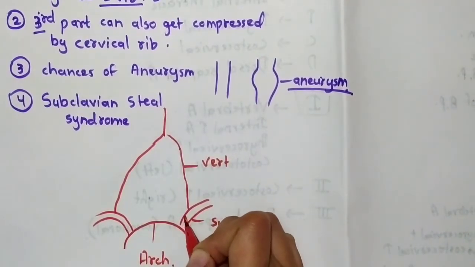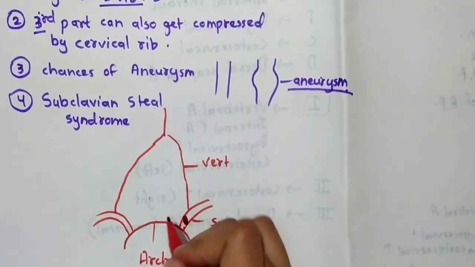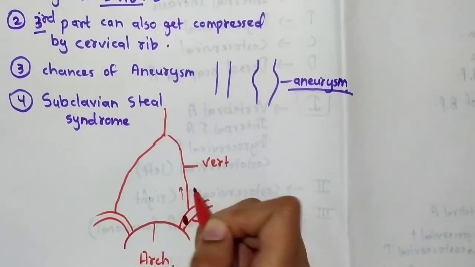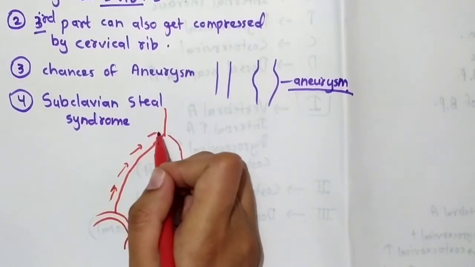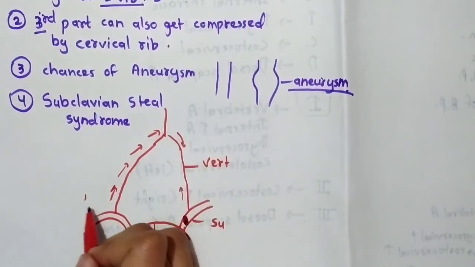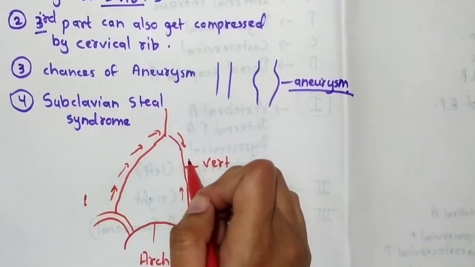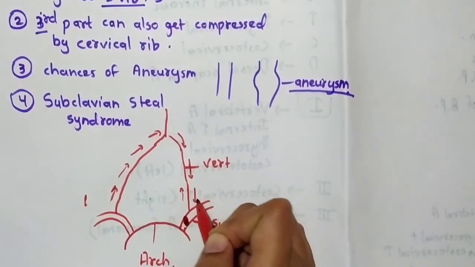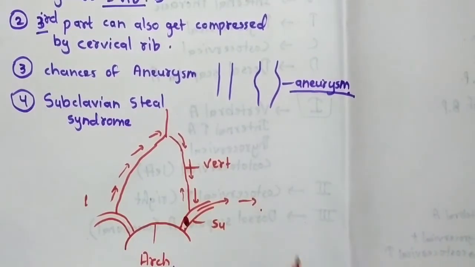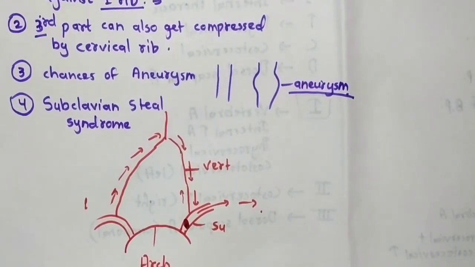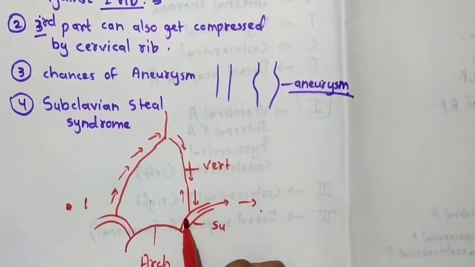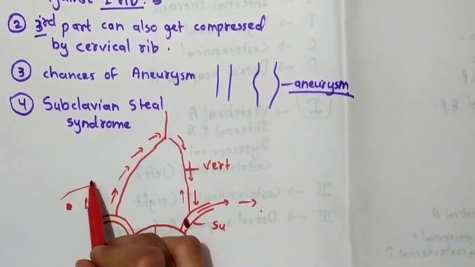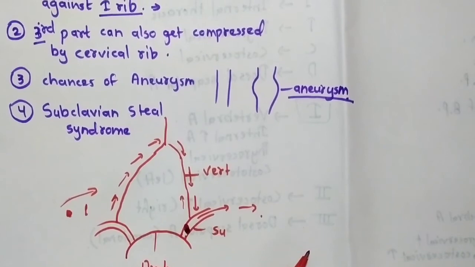Suppose there is an obstruction at this part, so this part will not get blood. What happens is it steals blood from this side, the right side, sorry. So this is known as subclavian steal syndrome because it is stealing blood from the other side. There is compression on this side, that's why it is stealing blood from the right side.